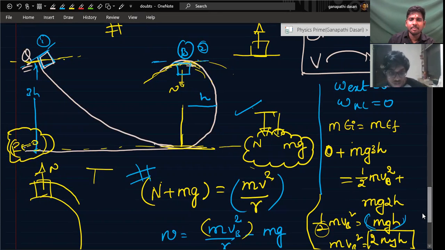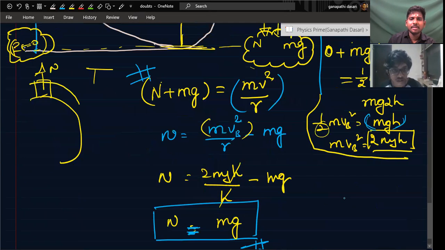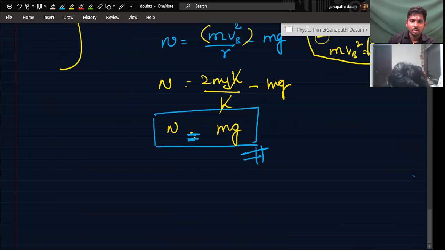Yes, sir. In finding out the normal reaction. But what is mv_B squared? To get that v_B squared, I used the work energy theorem. Then I got mv_B squared as 2mgh, substituted. The radius is h. 2mg minus mg will be my answer. You will find similar types of questions in circular motion.